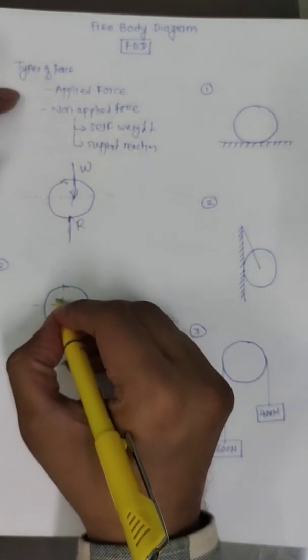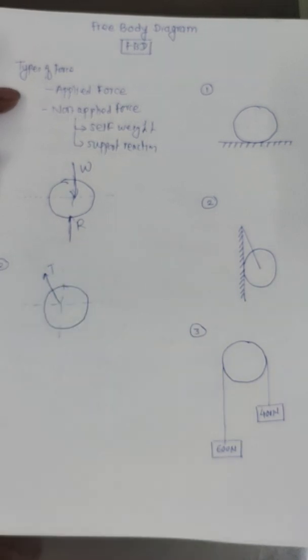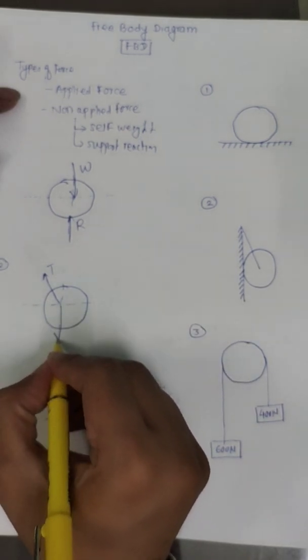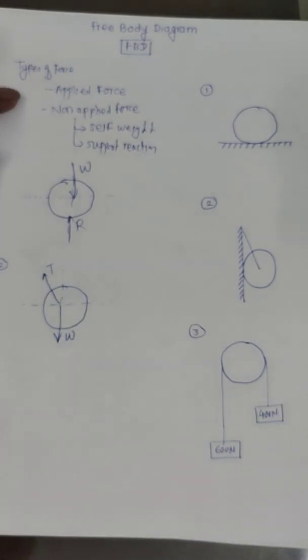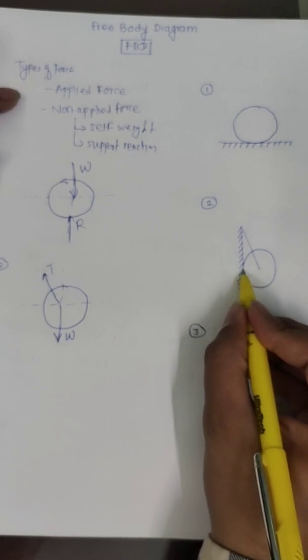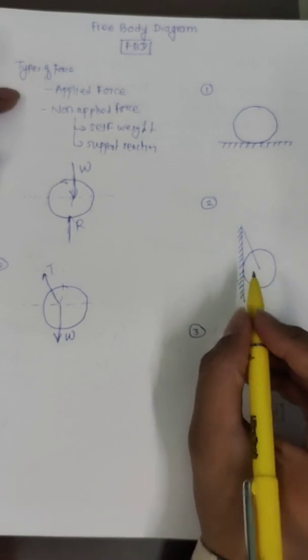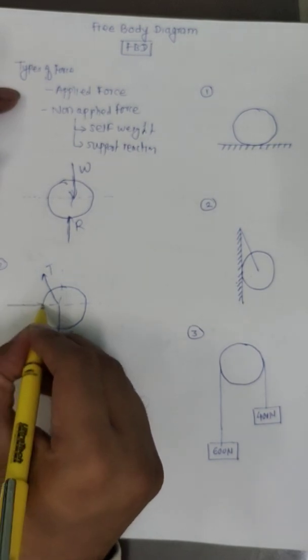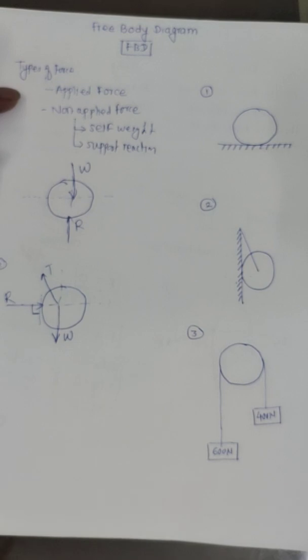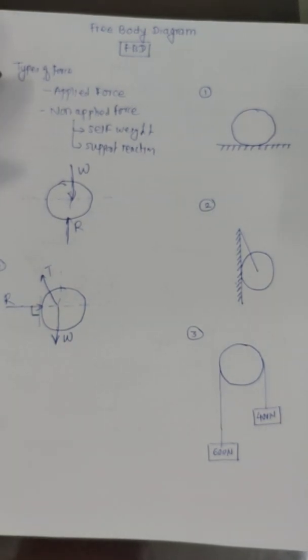So we have to mention here tension in the thread T, that is called the applied force, which is seen by our naked eyes. Then non-applied forces. Non-applied means self-weight. Self-weight is always acting in downward direction, that will be the W. And here vertical wall and sphere is in contact. Okay, so remove these surfaces by the support reaction. So here perpendicular to the surface, that is support reaction, means the angle between them is 90 degree. Support reaction is always perpendicular to the surface.